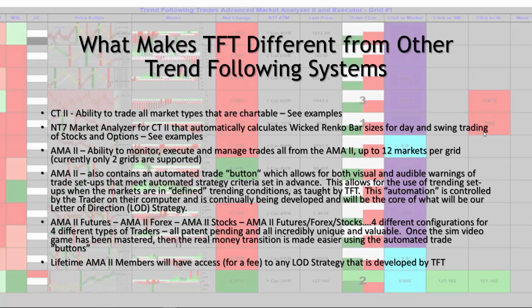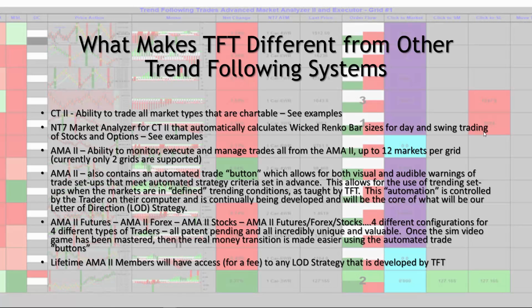This allows for the use of trending setups when the markets are in defined trending conditions, as is taught by us. Okay, this automation is controlled by the trader, on your computer, and is continually being developed, and will be the core of what will be our letter of direction, or our LOD strategy.